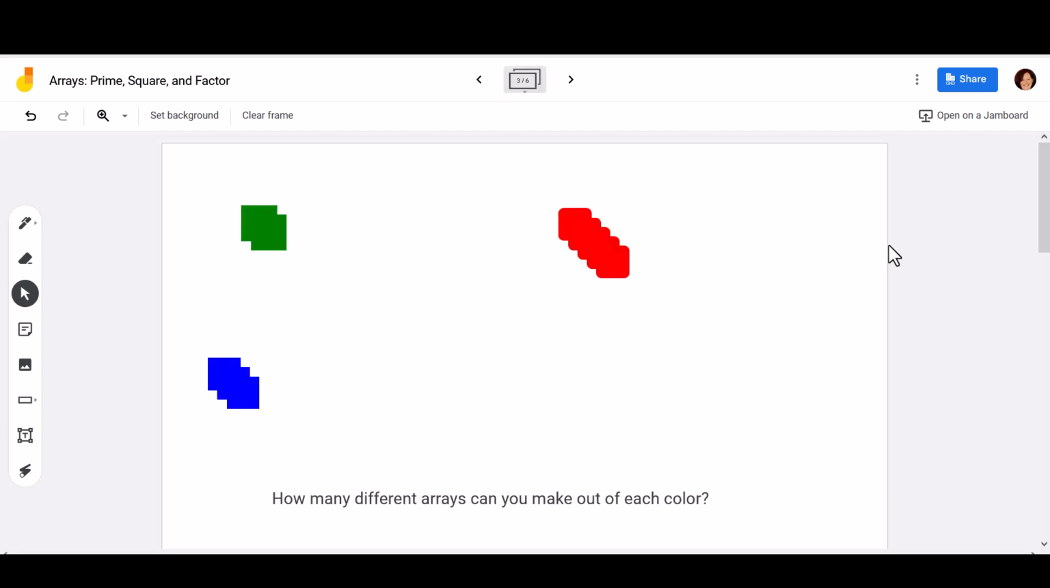Now here, there's only basically 2 ways, one row and all of them in the same column, or one column and they're all in the same row. So after they figure that out and make an array out of each individual color, contrast that to the 16 on the previous slide, or the different ways that they could make arrays out of the squares on the other side.